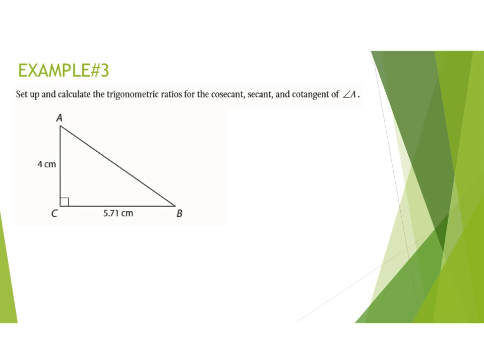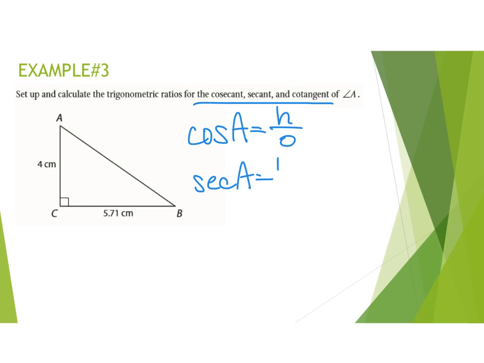Example 3. This time flip back the page to your vocabulary notes because they're going to want us to find the cosecant, secant, and cotangent. So just check your notes. Cosecant was the flip of sine. So when you find the cosecant of angle A, instead of O over H, you should be doing H over O. Secant, check your notes, H over A. Cotangent, instead of O over A, A over O.